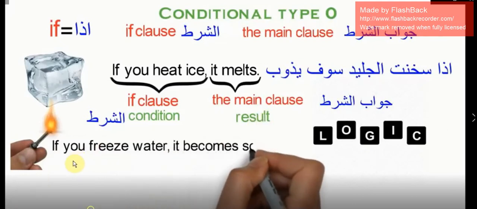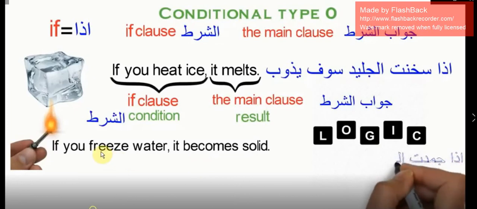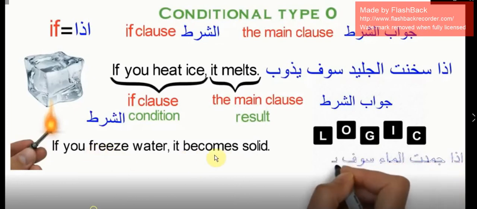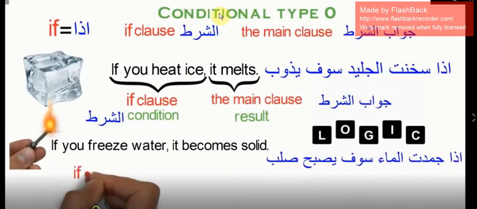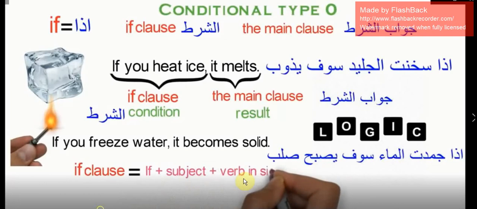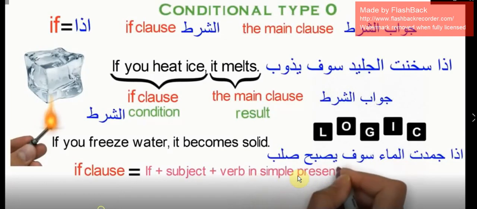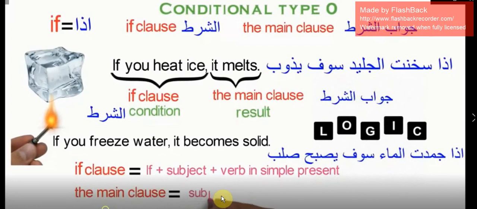Another example. If you freeze water, it becomes solid. If you freeze, present simple, it becomes present simple. Why? Facts. And we use conditional if type 0. If clause, now the rule is if clause, subject plus verb in simple present. The main clause is subject, verb in simple present.